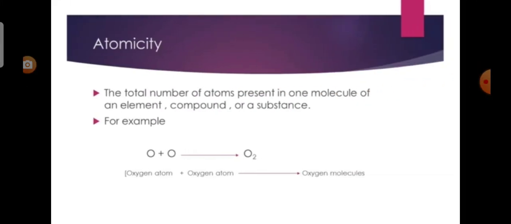Now we see about the atomicity. In chemistry, we usually understand atomicity to imply the total number of atoms present in one molecule of an element, compound or a substance. For example, oxygen exists as a diatomic molecule, which means that a molecule of oxygen contains 2 atoms. Hence, its atomicity is 2. O plus O is equal to O2.